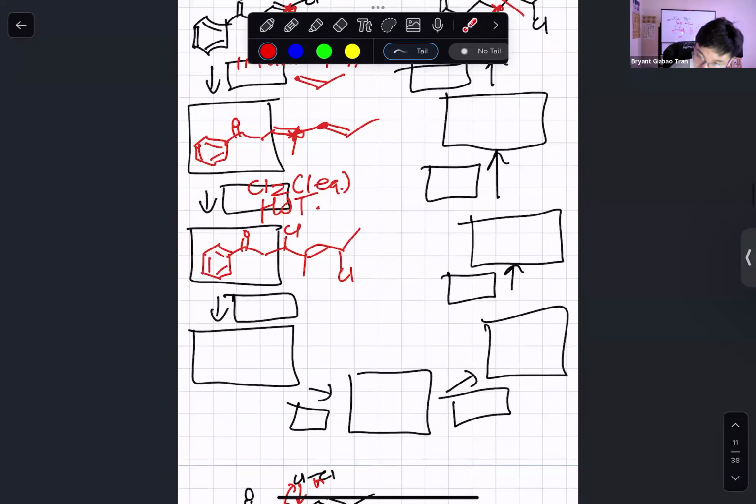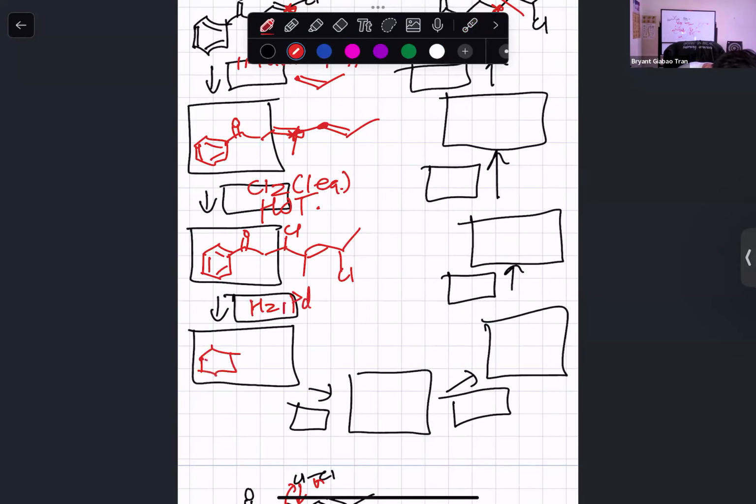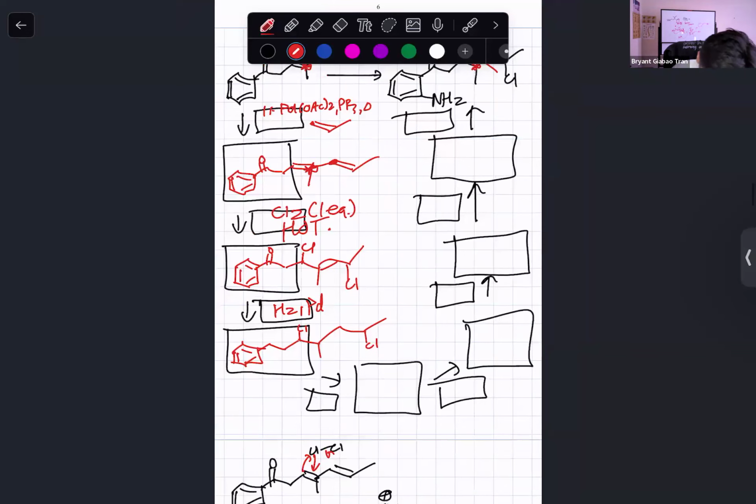Yep, H2, Pd, right? But H2, Pd would not only reduce the alkene down, it would also reduce the carbonyl down. So you're gonna completely get rid of that carbonyl. Right, so now we do have our chlorines on the right positions.